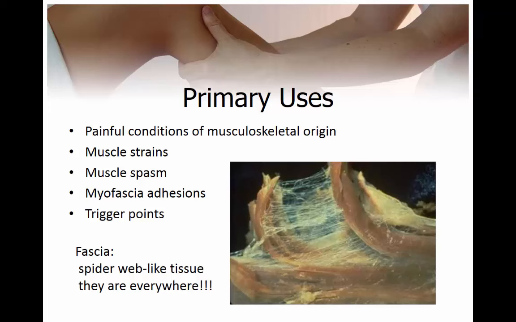Massage techniques are utilized for many different purposes. Some of the most common uses for massage include painful conditions of musculoskeletal origin, muscle strains, muscle spasm, myofascial adhesions, and trigger points. Fascia is a band or sheet of connective tissue, primarily collagen, that is beneath the skin that attaches, stabilizes, encloses, and separates muscles and other internal organs. Fascia is classified by layers as superficial fascia, deep fascia, and visceral fascia, or by its function and anatomical location.